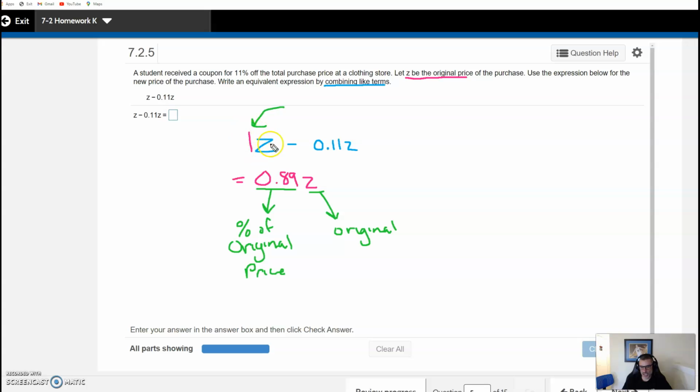But all it's asking you is if I have 1z and I take away this portion of z, what do I have left? It's like if I have 1 pizza and I eat 0.11, I eat 11% of the pizza, well, you have 89% of the pizza left. So maybe it's easier to think of it that way.